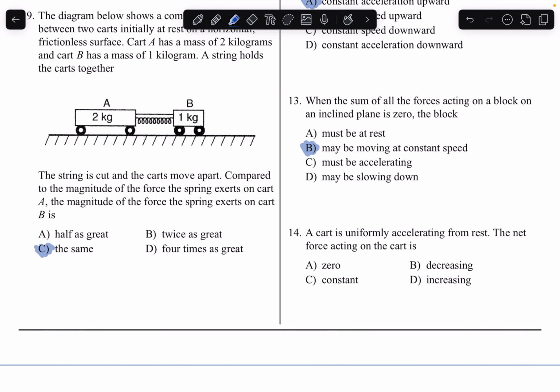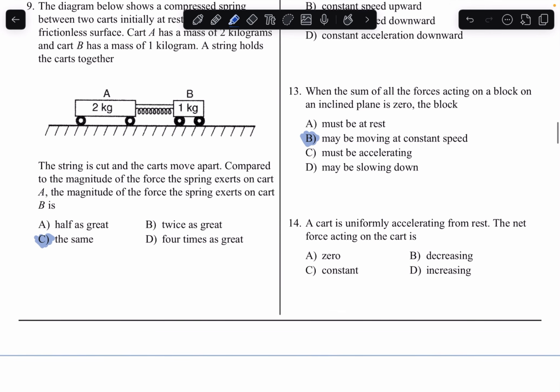Remember, when net force is equal to 0, it could be because the object is at rest or at constant velocity. So A is wrong because it's saying that it must be at rest when it could also be at constant velocity. But B is correct because it's saying may. 14. A car is uniformly accelerating from rest. The net force acting on the cart is C, constant. Keyword uniformly. So now we're going to go and do a few short response questions.